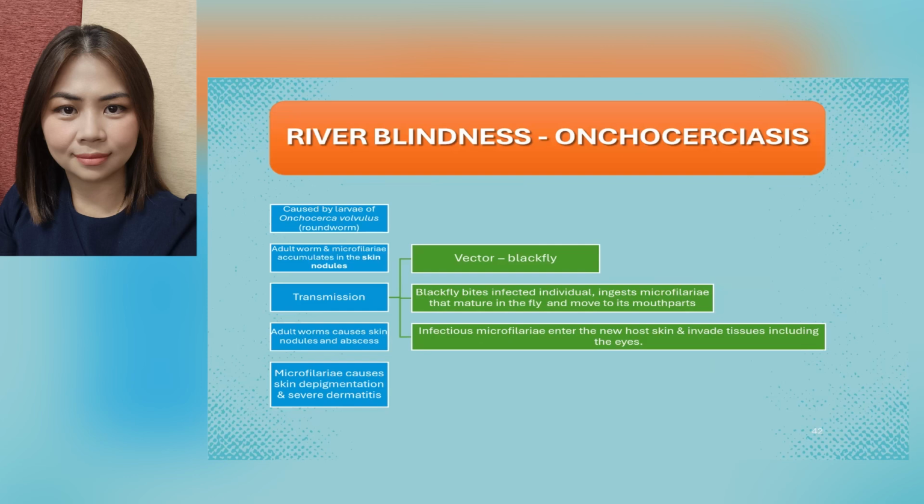Next is river blindness, onchocerciasis. It's caused by the larva of Onchocerca volvulus, a roundworm.